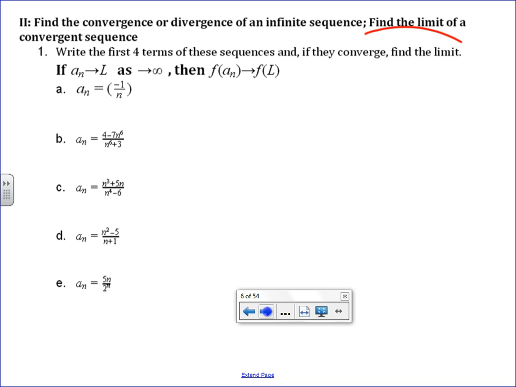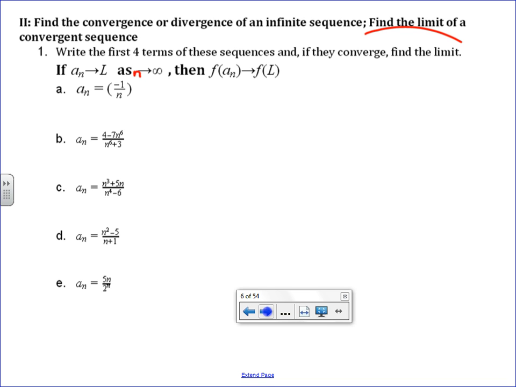So let's talk about it. There's something missing. Can you put a little n right there? As n goes to infinity. So if the terms go to L as n goes to infinity, this is something we're going to use. A function of a sub n is going to approach a function of L.